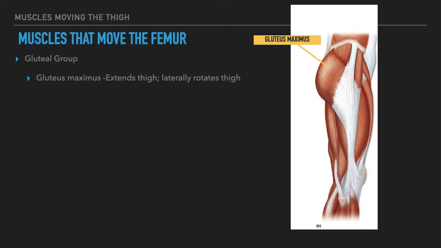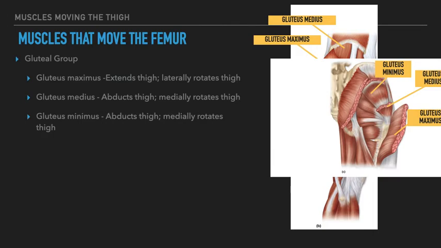The origin is on the iliac crest, the sacrum, and the coccyx. The insertion is the iliotibial tract, IT tract of the fascia latae, as well as the gluteal tuberosity of the femur. Here you can see a little bit of the gluteus medius. This abducts the thigh as well as medially rotates the thigh. The origin here is going to be on the posterior iliac crest, and the insertion is going to be on the greater trochanter of the femur.